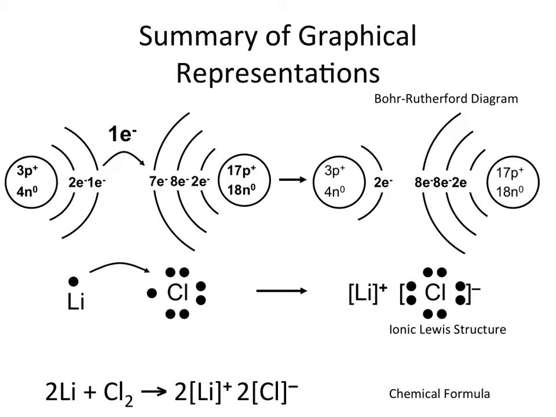These are different graphical representations. We could use a Bohr-Rutherford diagram to show this transfer of electrons. We can show the Lewis structure using all of our valence electrons, or it could simply be in a balanced chemical formula as seen over here.